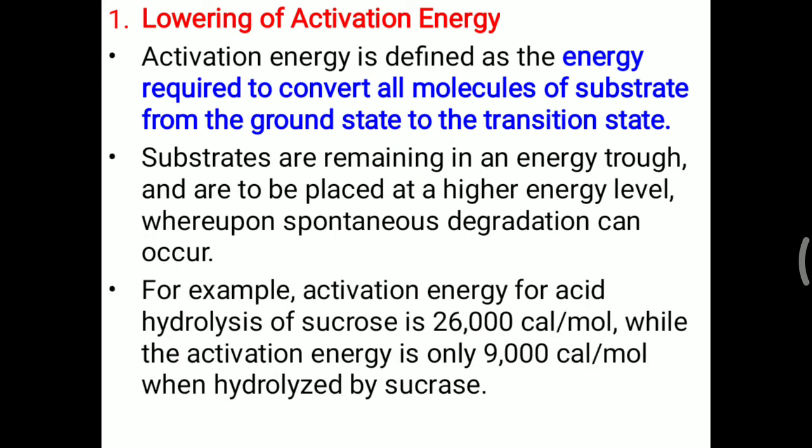For example, consider the activation energy for acid hydrolysis, that is, hydrolysis of sucrose, a disaccharide, in the presence of acid. Sucrose can be hydrolyzed to glucose and fructose by providing 26,000 calories per mole, while the activation energy is only 9,000 calories per mole when the same molecule is hydrolyzed in the presence of the enzyme sucrase. That is the advantage of sucrase. In the presence of this enzyme, the requirement of activation energy is decreased. That is one of the important modes of action of enzymes.